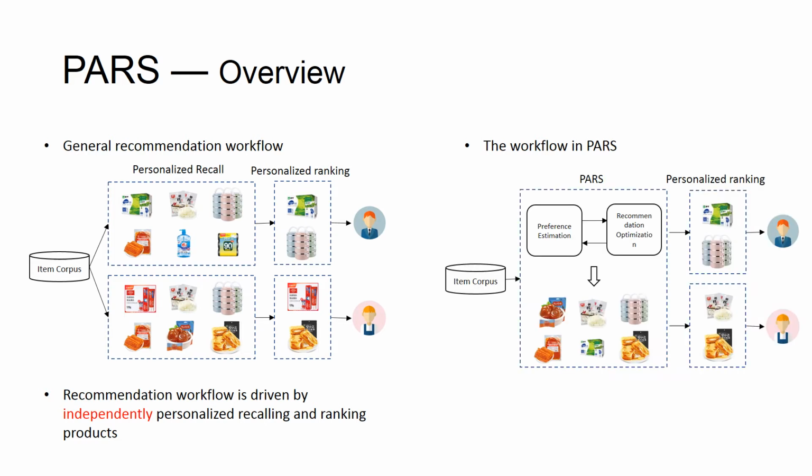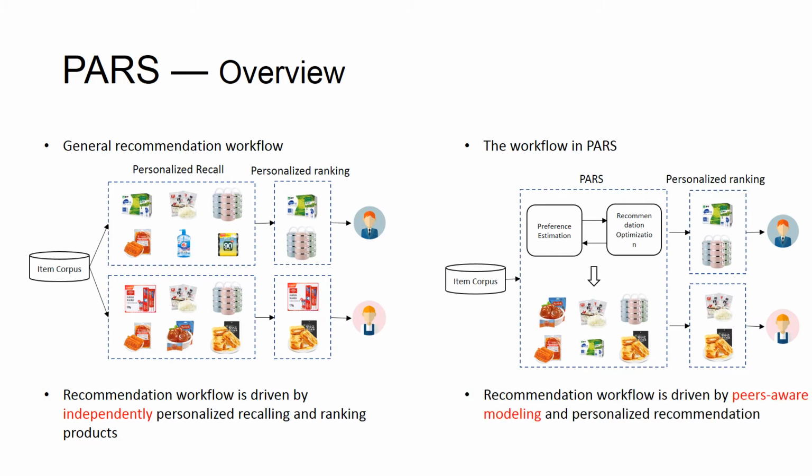However, in our recommender system, we recall items from the item corpus, and we estimate customer substitution preference and find optimal recommendation results based on the estimated customer preference. We also make personalized ranking before outputting the final results. This means our peer-aware recommendation system is driven by peer-aware modeling and personalized recommendation.